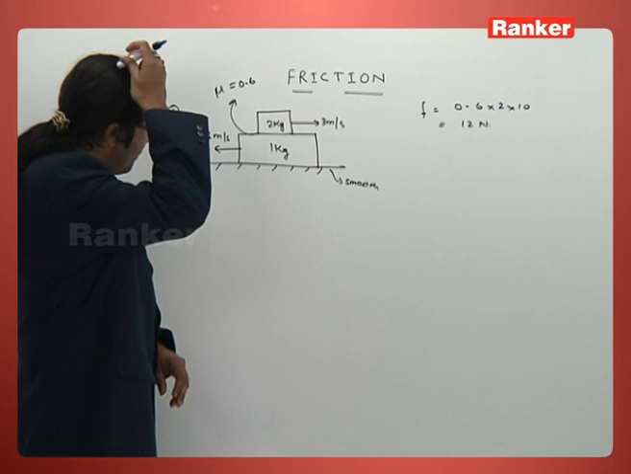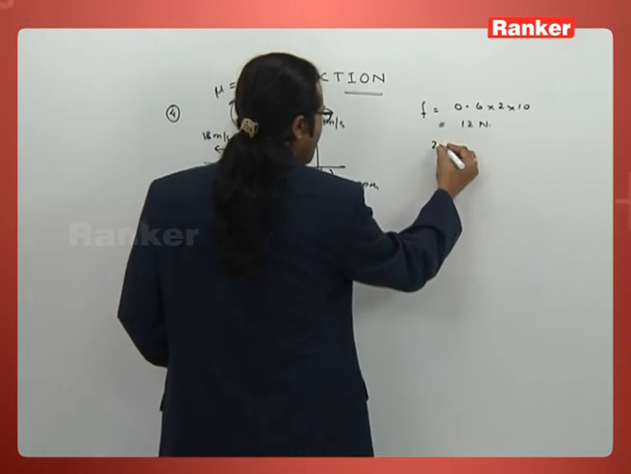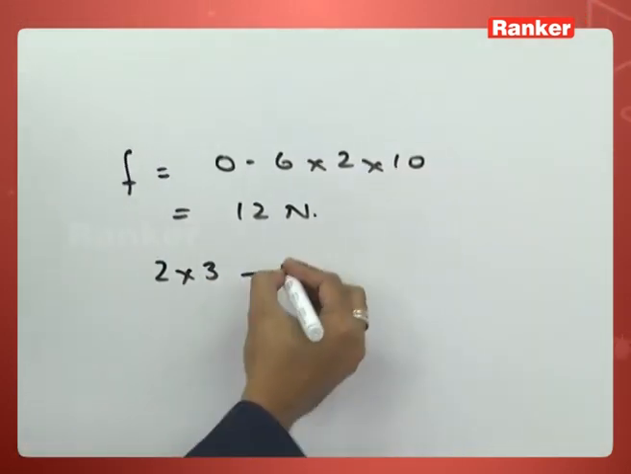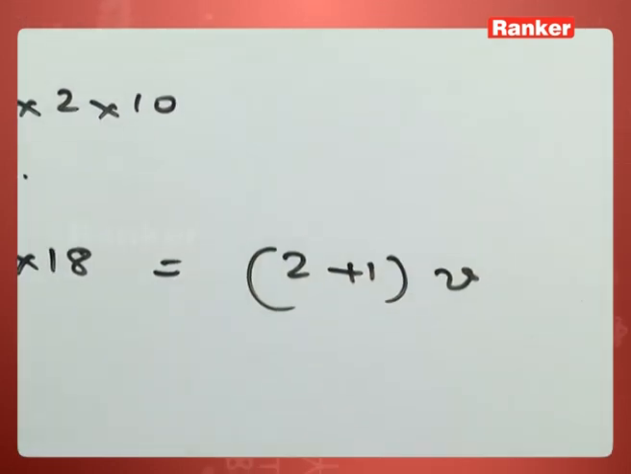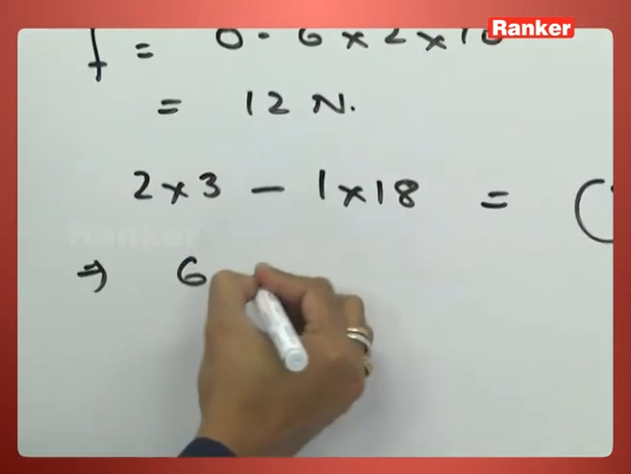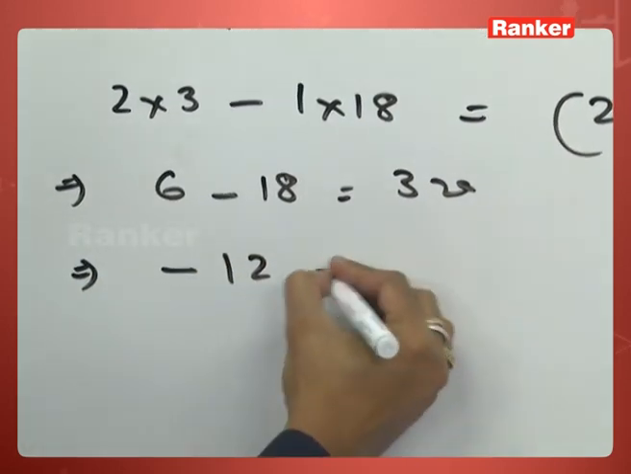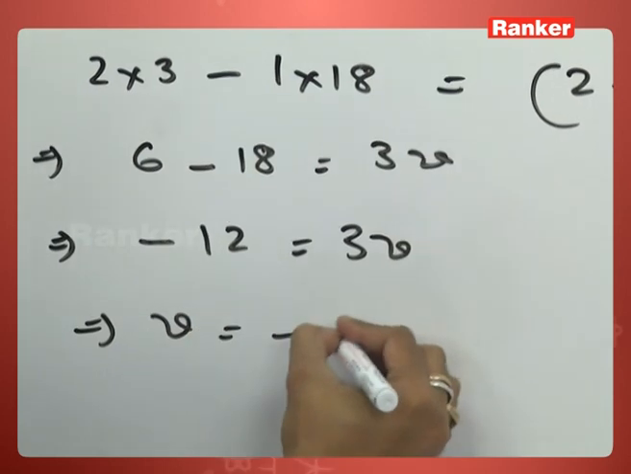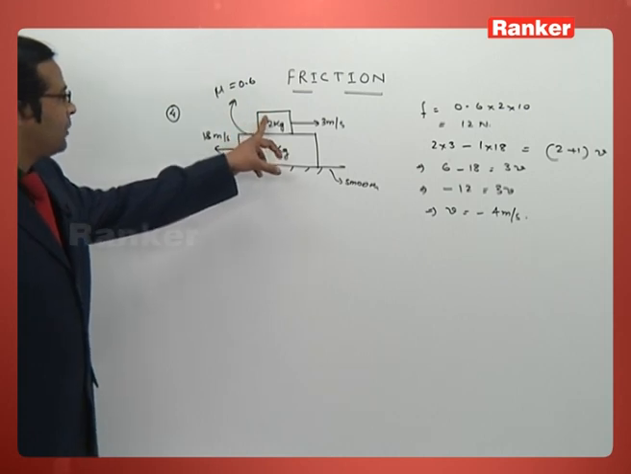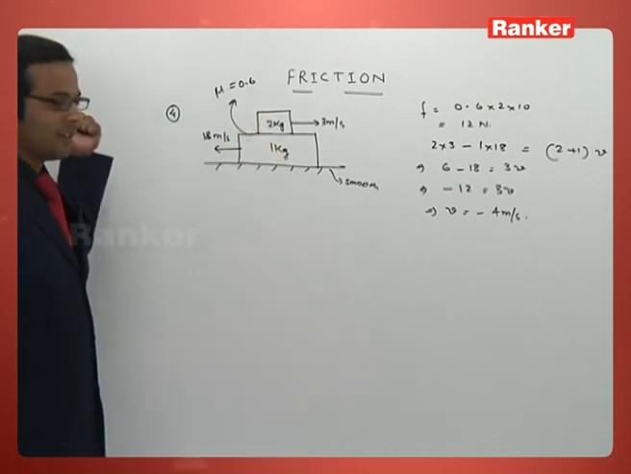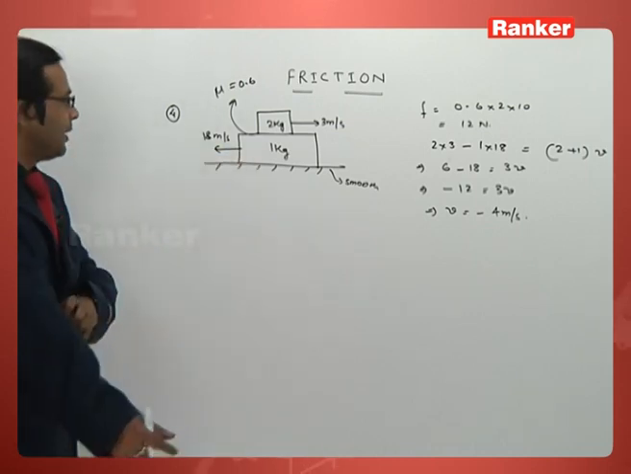Here we can find the common velocity by conservation of momentum, that is 2 into 3 minus 1 into 18 equals 2 plus 1 into V. So 6 minus 18 is equal to 3V, that is minus 12 is equal to 3V, or V is equal to minus 4 meter per second. This says that finally the 2 kg block is moving in the opposite direction with a velocity of 4 meter per second, and the 1 kg block is also at 4 meter per second.